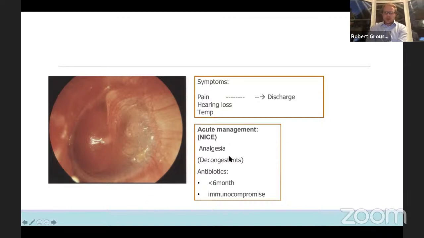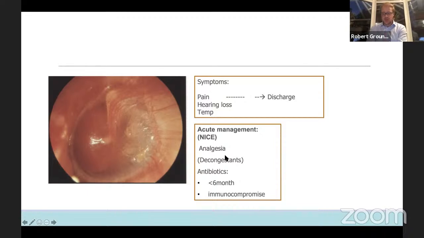Management, yes, painkillers. So when we're talking about our 4-year-old kid, it's going to be some Calpol. As long as they're over 3 months old, you can give Nurofen as well. In ENT, we have a tendency to give decongestants, spray up the nose, the rationale being that you open up the eustachian tube and allow some of that pus to drain out that way. And it makes us feel very clever in ENT, but actually there's no evidence it makes any difference at all.